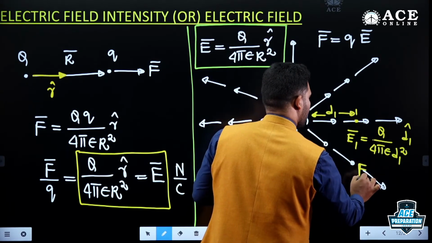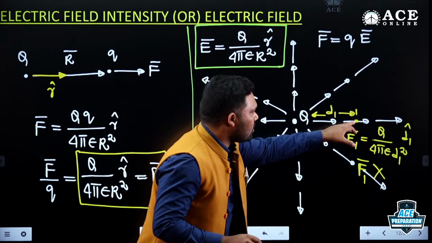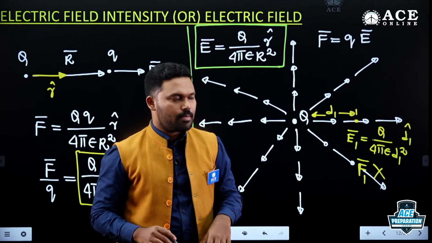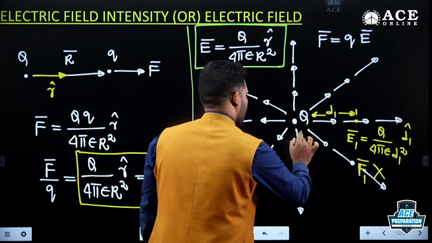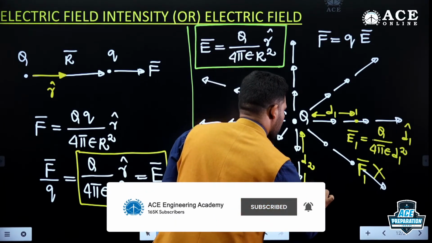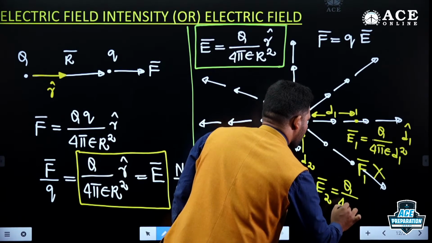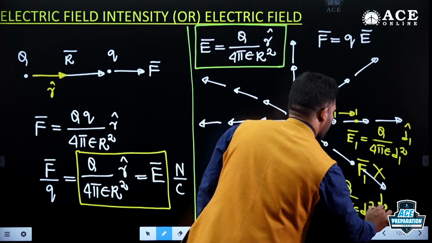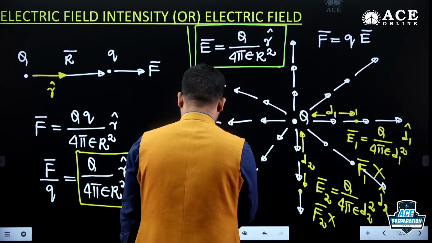And what is the force F1? Force is not defined there. Why? Because you have not placed the charge there. To experience the force, there must be a charge. Now let us consider one more point, D2. What is the electric field here? E2 is equal to, just for understanding, Q by 4 pi epsilon D2 square into D2 cap. And the force F2 is not defined here. Why? Because you have not placed any charge.